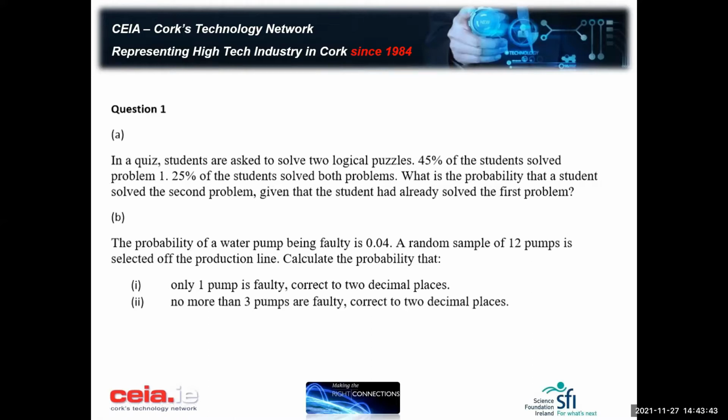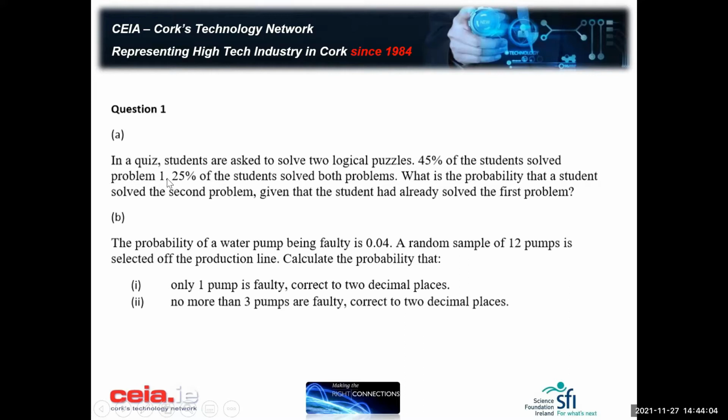So question 1. In a quiz, students are asked to solve 2 logic puzzles, and 45% of the students solved problem 1. 25% of the students solved both problems. What is the probability that a student solved the second problem, given that the student had already solved the first problem?